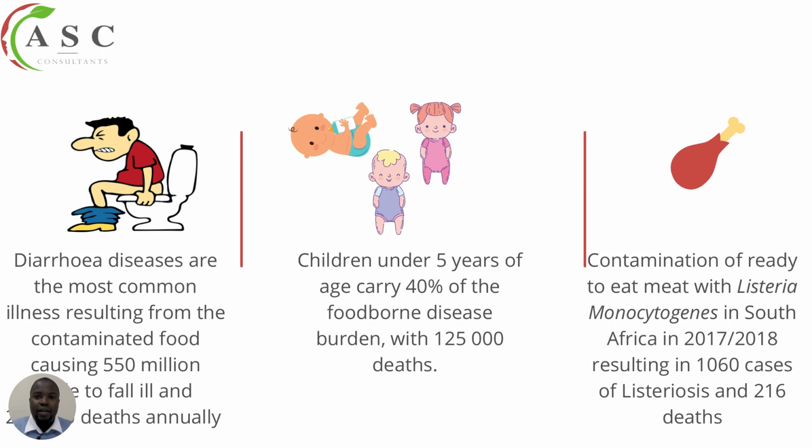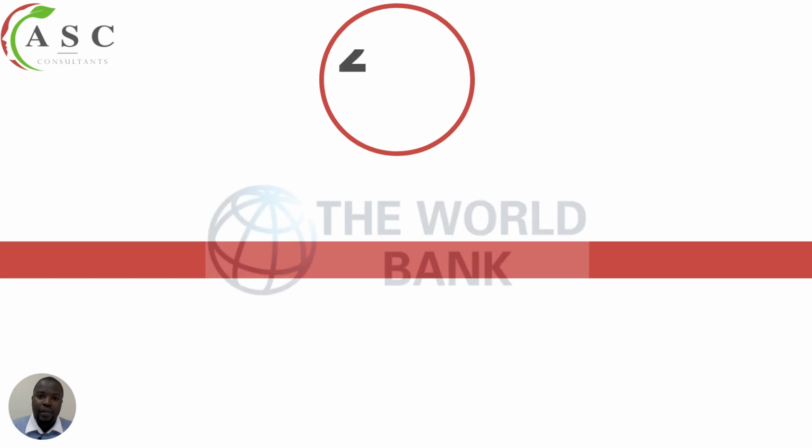An example that is closer to home is the 1,060 cases of listeriosis in 2017 and 2018, where about 216 people died as a result of a Listeria monocytogenes bacterium that was found in cold meat. So foodborne illnesses do kill people. It is important to implement the necessary controls to protect consumers.